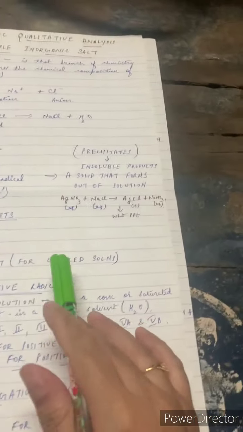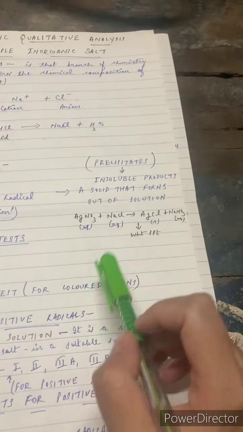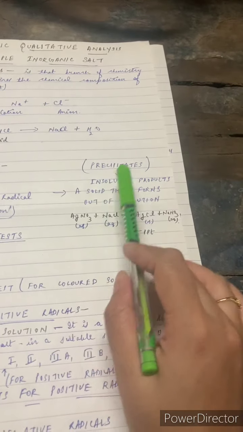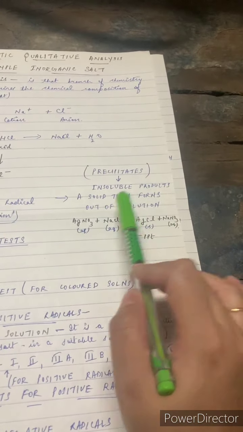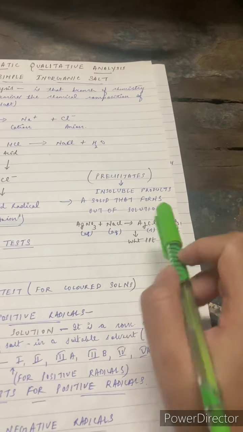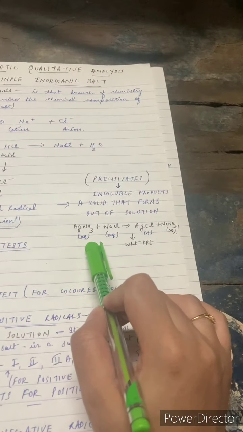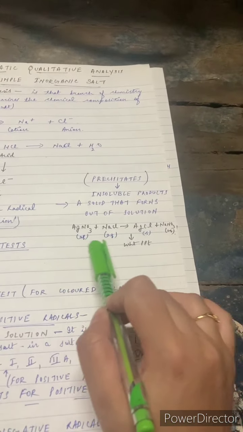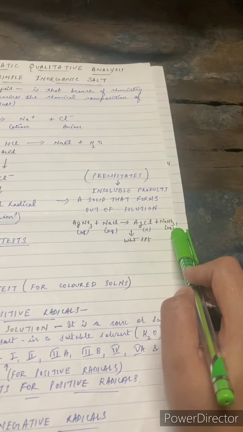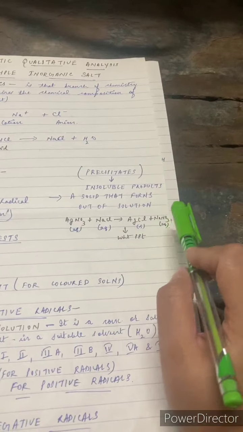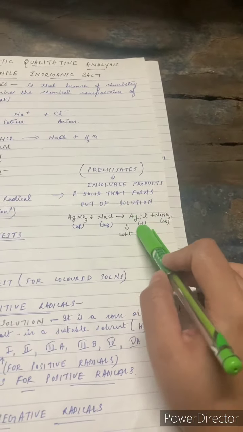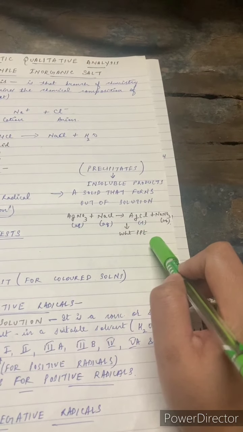Now, before moving to the scheme, we first have to know a term: precipitates. We have done this in our previous semester, but what are precipitates? These are the solid that forms out of solution, meaning this is a product which is insoluble. Suppose I have taken silver nitrate and sodium chloride. These two react to form silver chloride and sodium nitrate. Now my sodium nitrate is soluble in this solution, but AgCl is not soluble. So this comes as a white precipitate.